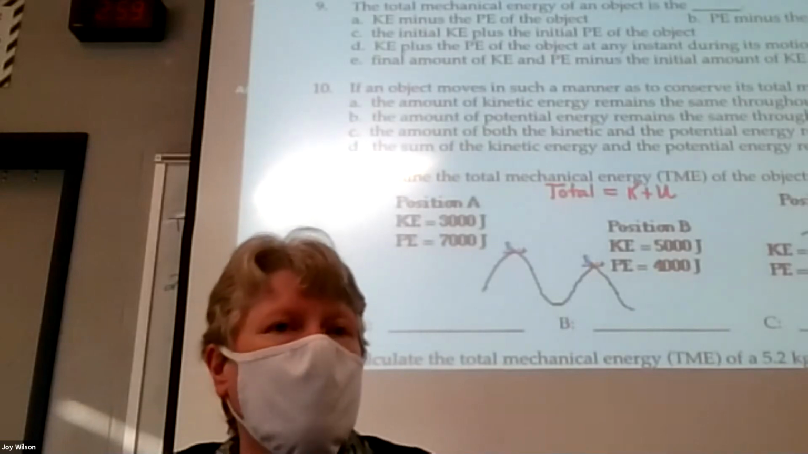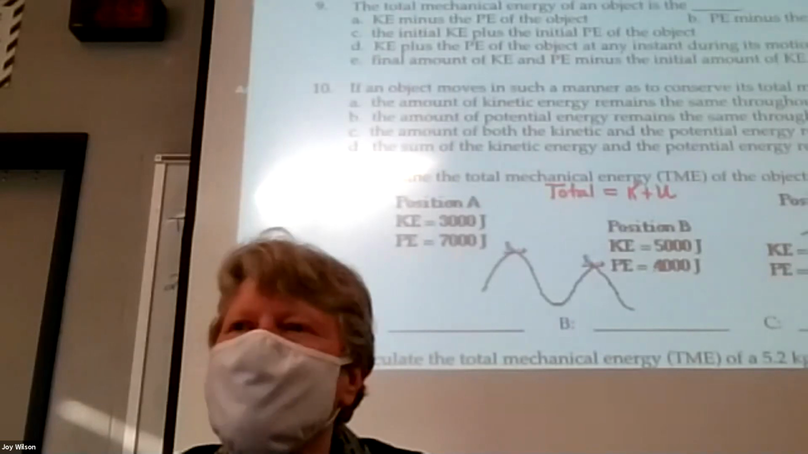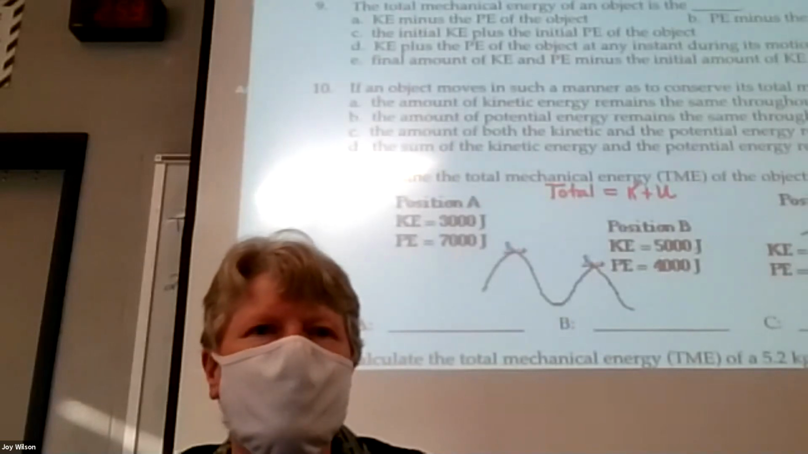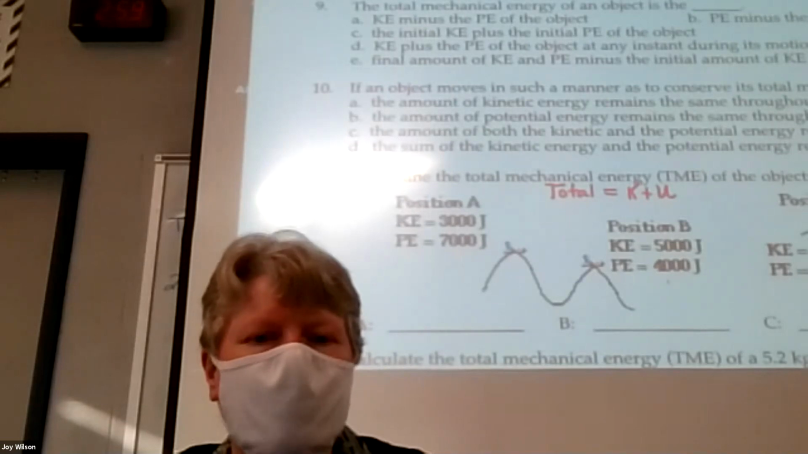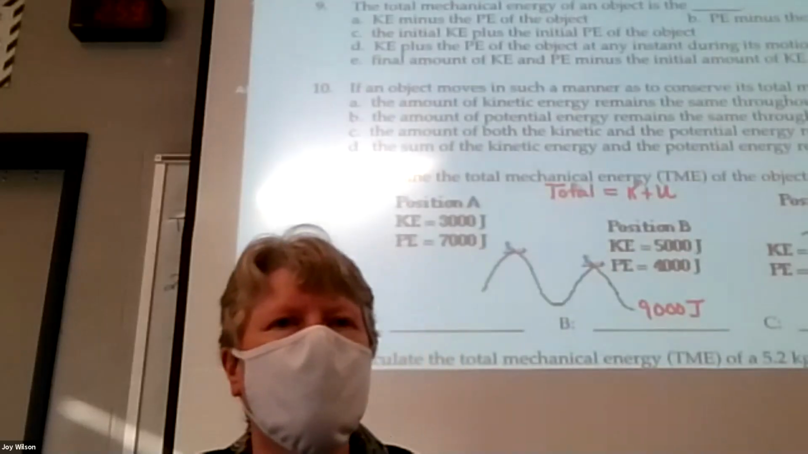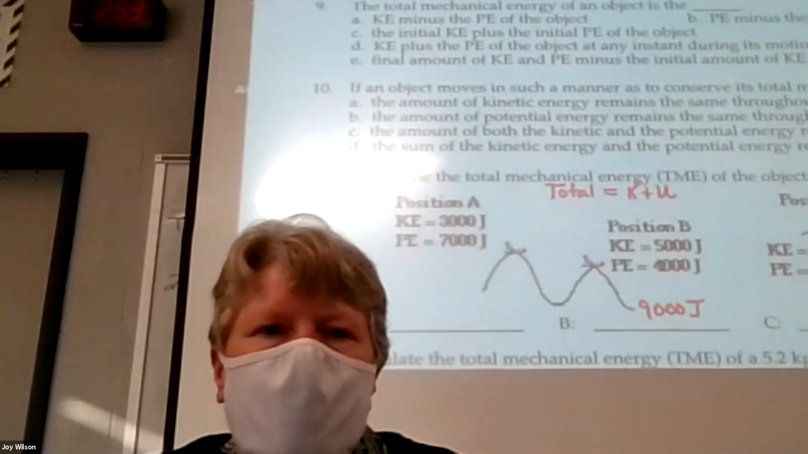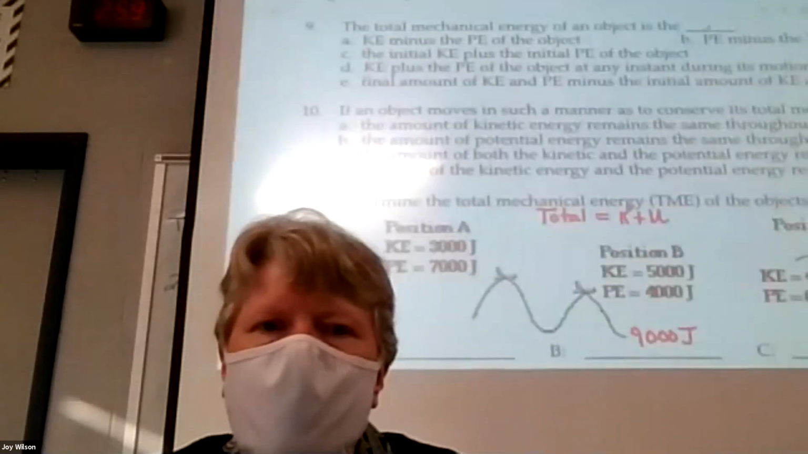So for example, at position B, what is our total energy? 5,000 plus 4,000 is 9,000. 9,000 joules. Total energy is just all the energies added together. So that one's the pretty easy part. Now let's go over here.